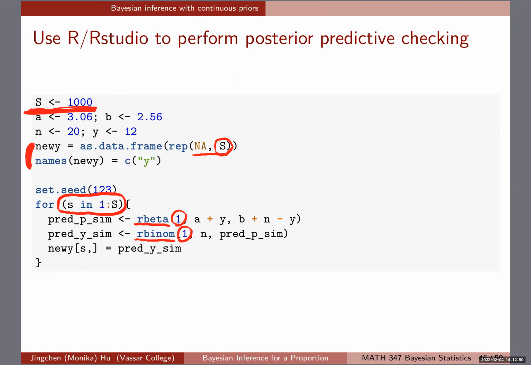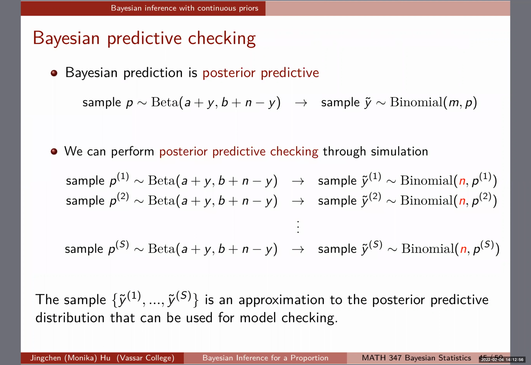Let me go back to the previous slide really quick. You see that in the previous slide, we're trying to write them row by row. For the first simulation, I'm getting a P1, and from P1, I'm getting a Y tilde 1. Then I need to do another one for P2, and I get Y tilde 2, et cetera, et cetera. Because every time we're making a prediction only about one Y, given whatever the P that I have.